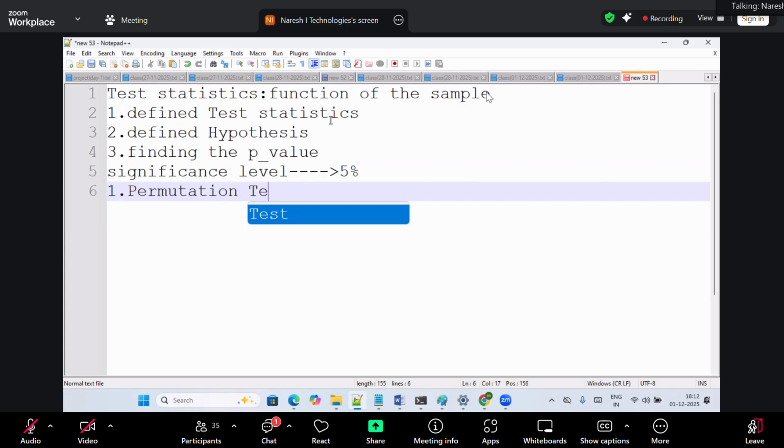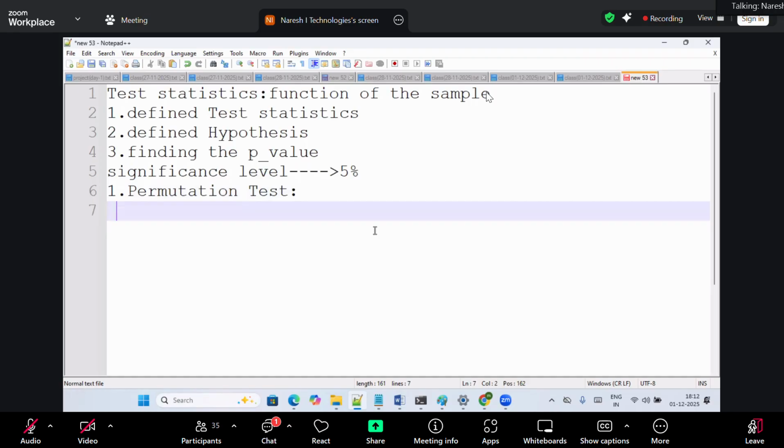And I already told you the thumb rule, guys. What is the permutation test? Tell me the process. At least you, I remember the process.